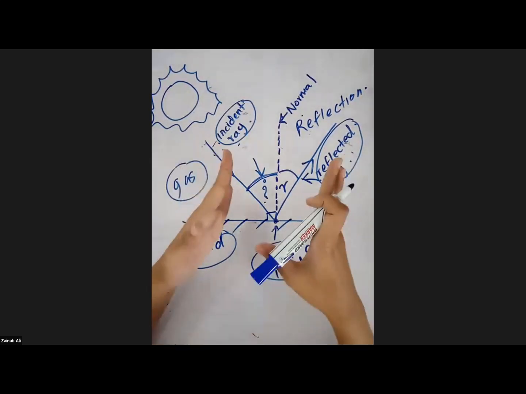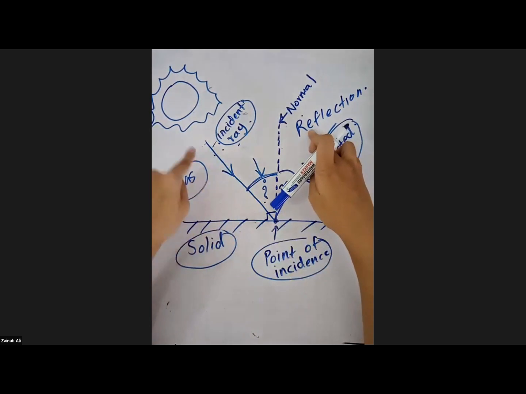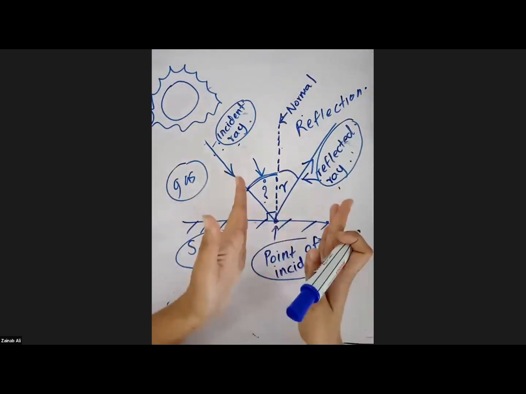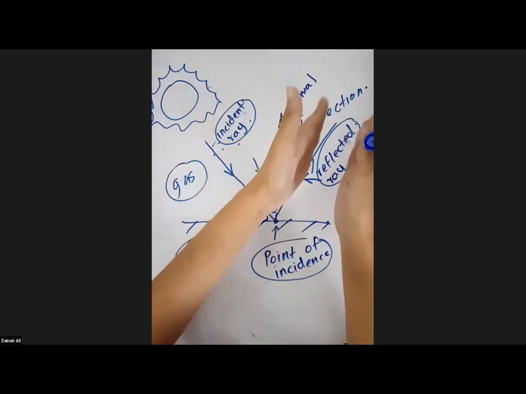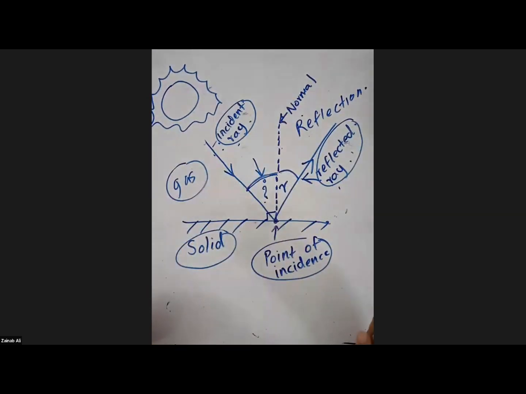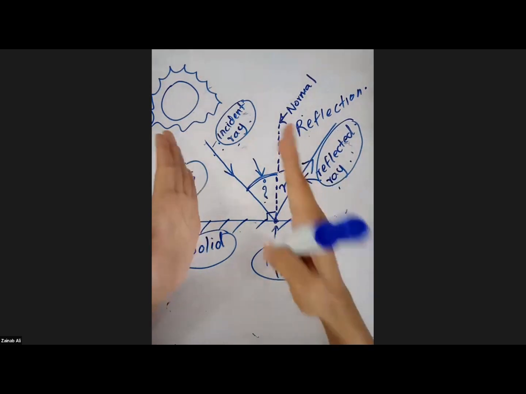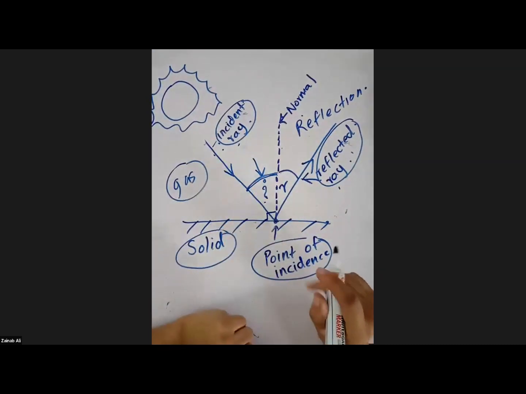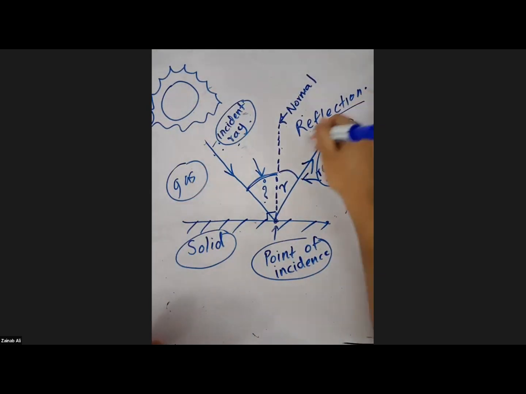So what is reflection? Reflection means when a light ray comes and falls on a surface, and it is sent back into the same medium, you call it reflection. It is the bouncing back of the light ray into the same medium when the light ray strikes a surface.